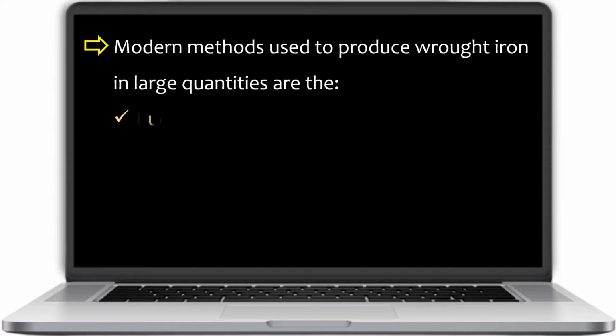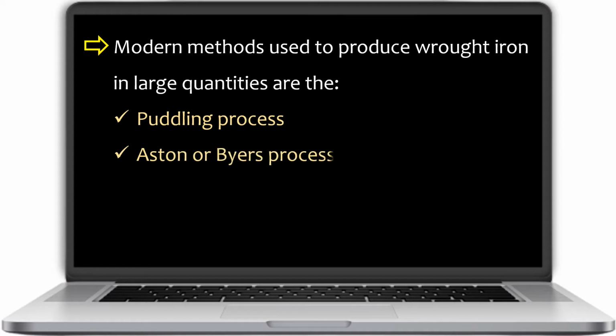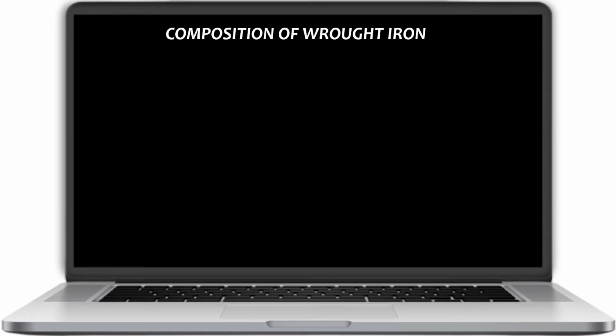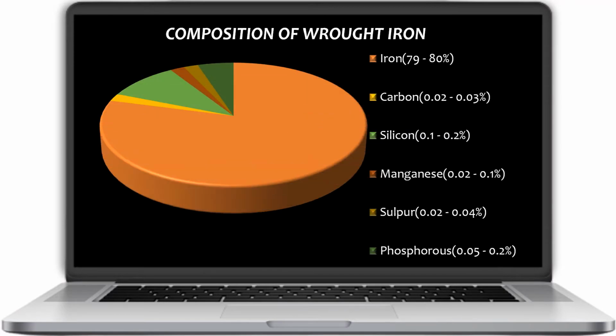Modern methods used to produce wrought iron in large quantities are the puddling process, the Aston or Byers process. Let's see the composition of wrought iron. Iron, 79 to 80%. Carbon 0.02 to 0.03%. Silicon 0.1 to 0.2%. Manganese 0.02 to 0.1%. Sulphur 0.02 to 0.04%. Phosphorus 0.05 to 0.2%.